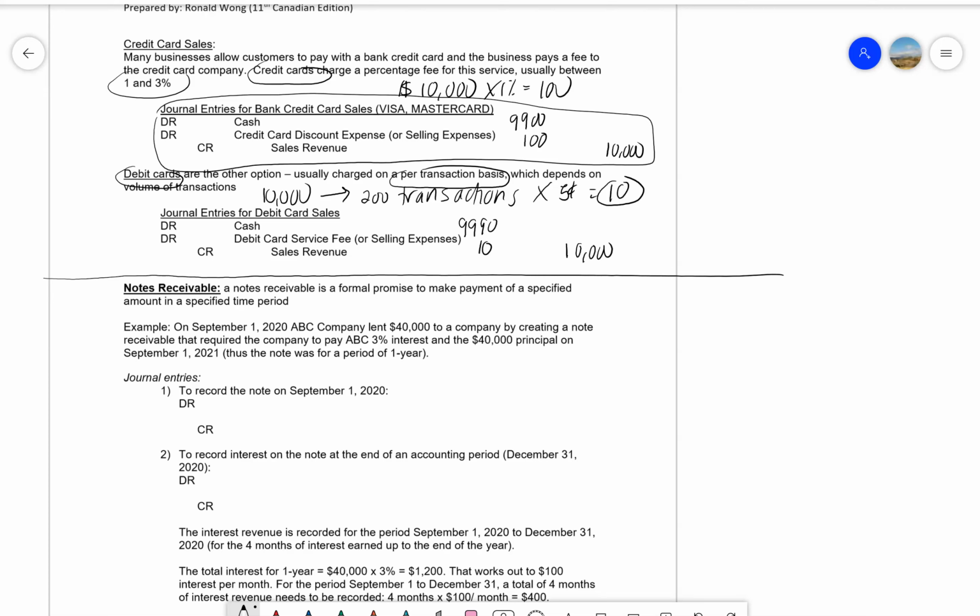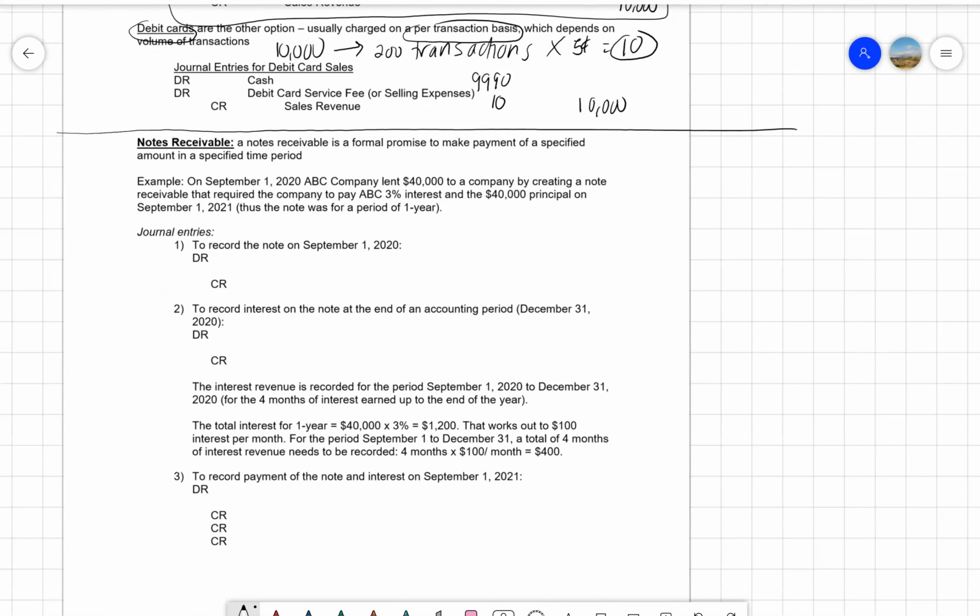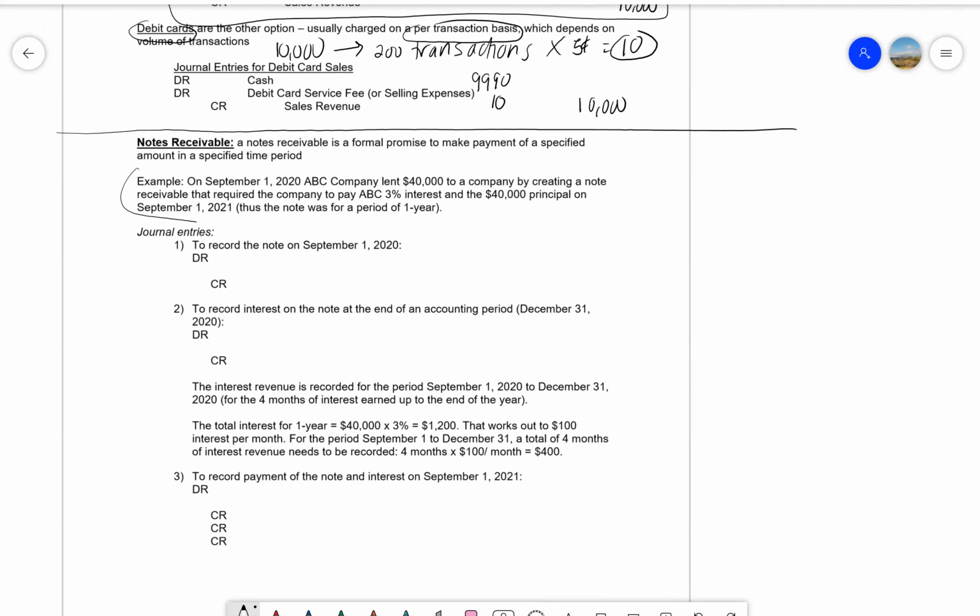Now we're going to move on to a new receivable called notes receivable. Now, I want you just to take a minute and read through this paragraph here. So pause the video while you read through this paragraph, and then we'll go through the journal entries together. We'll look at this example together.